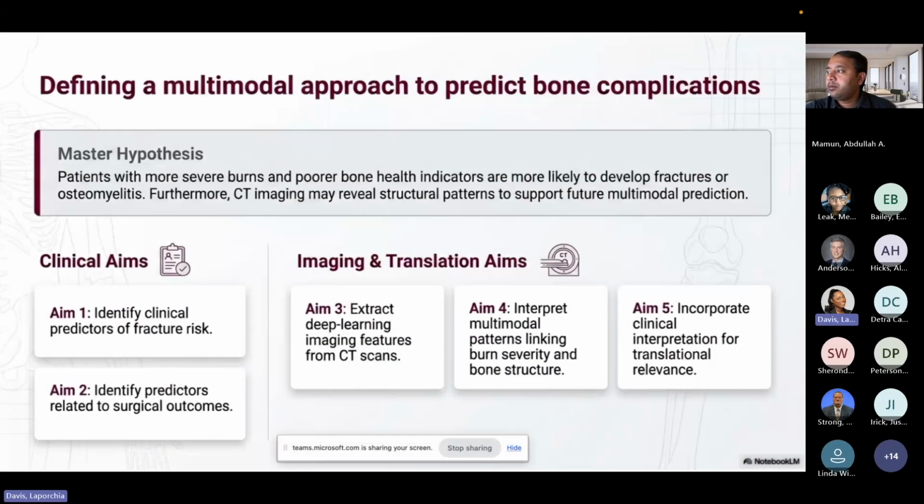To address the aims, I developed both clinical and imaging aims. On the clinical side, I focused on identifying predictors of fracture risk and surgical outcomes. On the imaging side, I extracted deep learning features from CT scans and explored how those patterns relate to burn severity and bone structure.